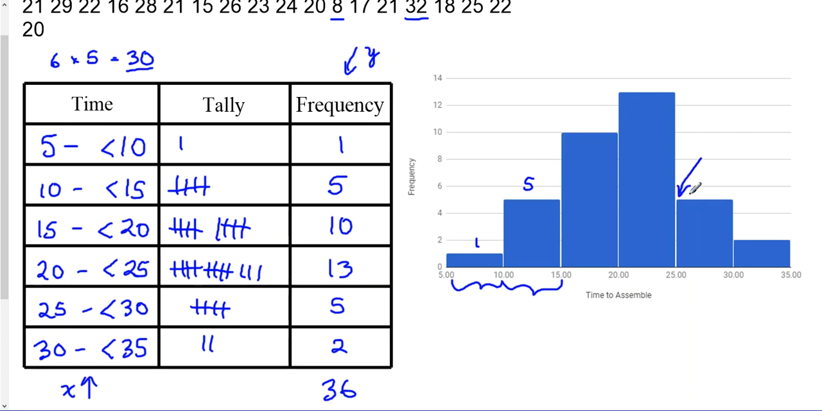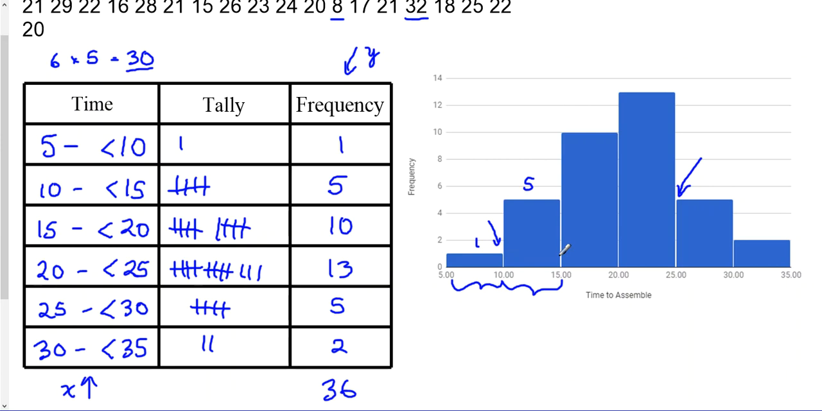There's no space in between them. That makes sense because this interval right here goes from 5 to 10, and then the next interval starts right at 10 and goes right up to 15. So there's no gap in between those two intervals. They're right there touching each other, and the histogram is designed to reflect that.